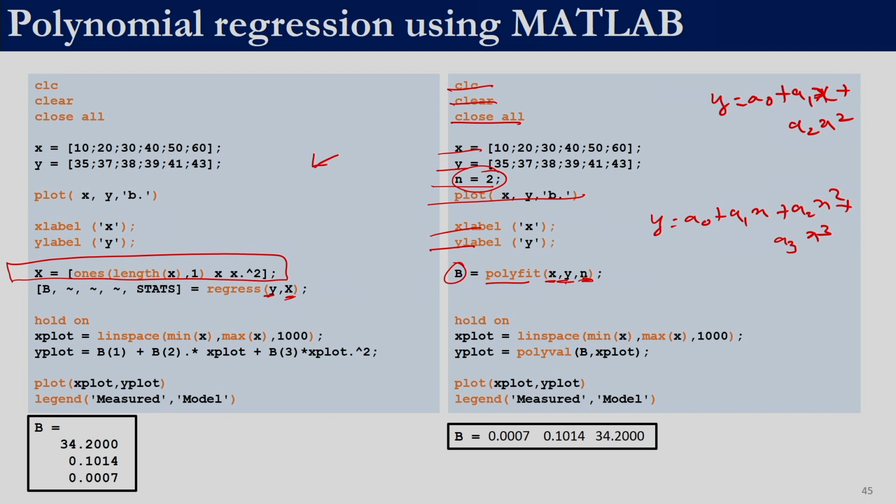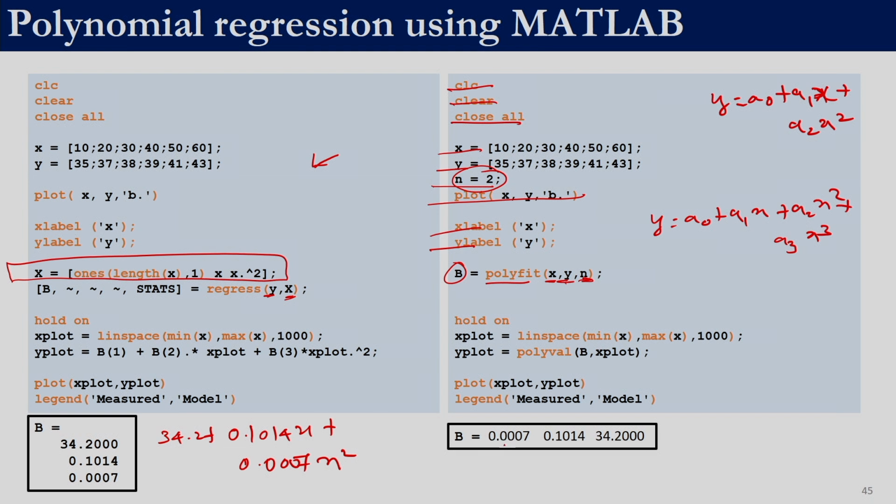So, we have these coefficients. One thing you need to remember is that the order in which we get the coefficients is the reverse of what we would obtain in regress. In regress the model was 34.2, the first value was 34.2 because the ones were stacked there, plus 0.1014 x plus 0.0007 x square. Over here B is arranged in the reverse order, so you need to be careful about that.